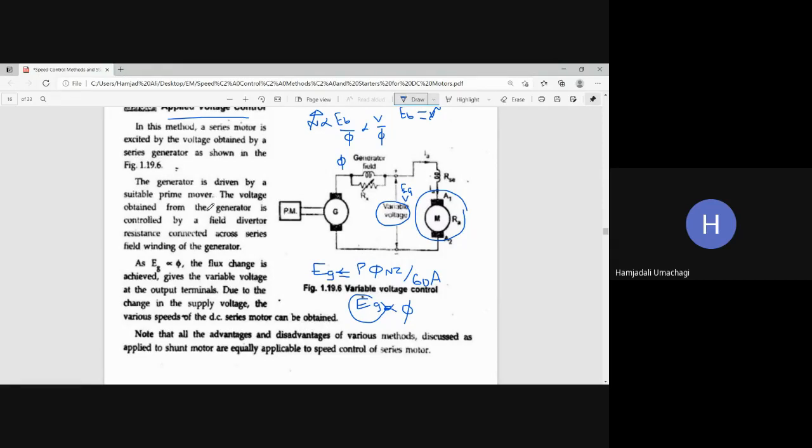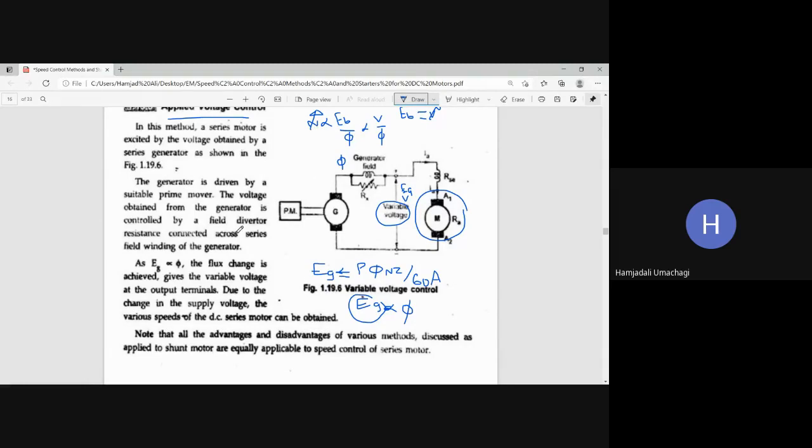Then the voltage obtained from the generator is controlled by a field diverter resistance connected across the series field winding of the generator. So whatever voltage the generator is giving, the voltage generated by this generator is controlled by connecting one rheostat in parallel with the field winding. By doing this, you are going to change the ISC value. If ISC changes, then flux phi will change. If flux changes, then automatically voltage will change, because EG is directly proportional to phi, and this voltage is nothing but the input to the motor. If V changes, then the speed of the motor will change.